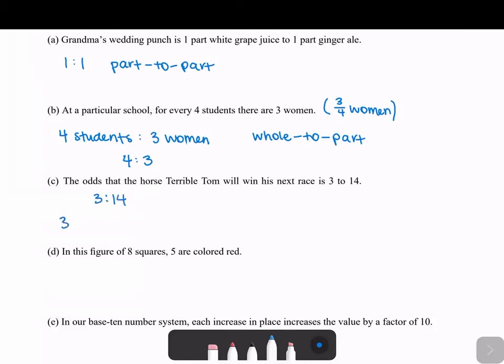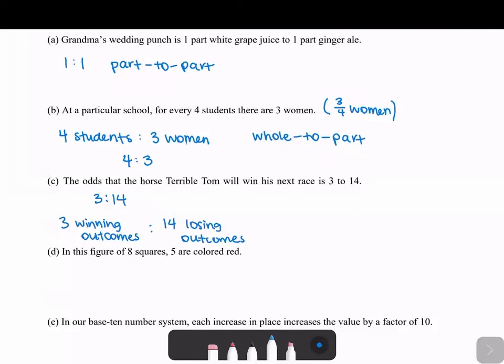But what odds really means is that there are 3 outcomes in which Terrible Tom can win, and there are 14 different ways that Terrible Tom can lose. So there are 14 outcomes where Terrible Tom will lose. This is typically how we talk about odds, the odds that someone will win. The first number is always the number of ways they can win, and the second number is the number of ways they can lose, and vice versa. If you're talking about the odds that someone will lose, that means the losing outcomes come first.